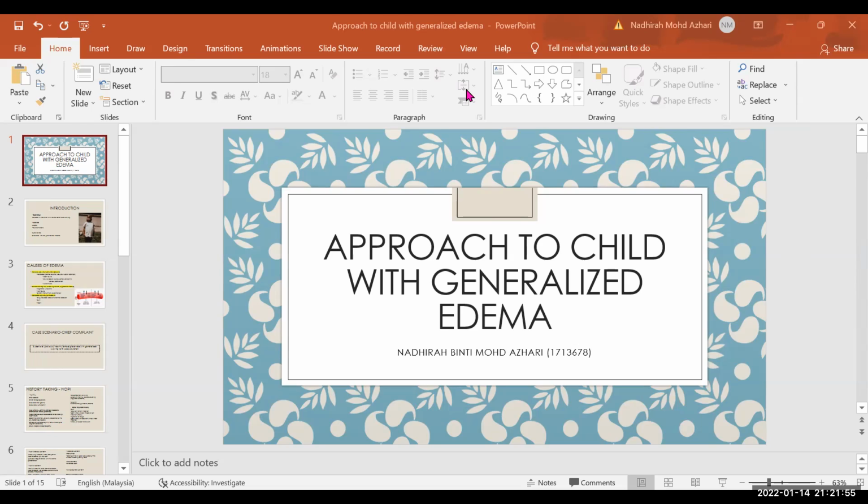Because from what I understand, for underfill, all the fluid inside the vascular will escape from the vascular towards the interstitial. So the patient will present with gross edema, and then there will be oliguria.